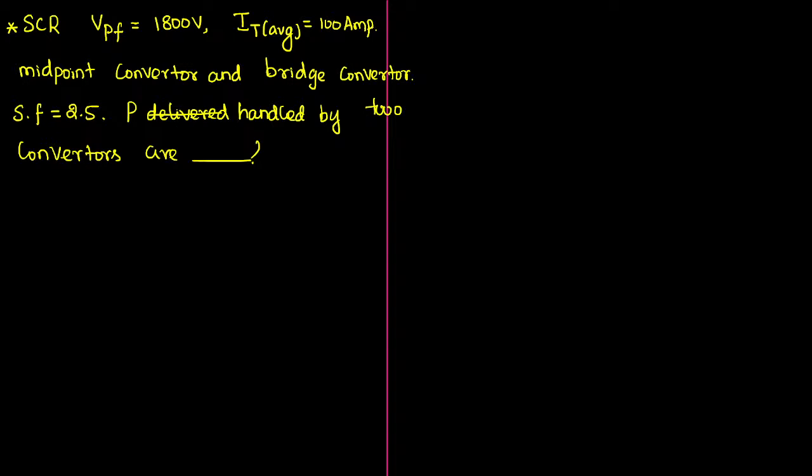First, they have given the nameplate details of the SCR. With the help of this SCR, they are trying to build two types of converter. One is a single phase fully controlled midpoint converter. Another one is a single phase fully controlled bridge converter. And they have given the safety factor value as 2.5. Now, what is the power that can be handled by these two converters?